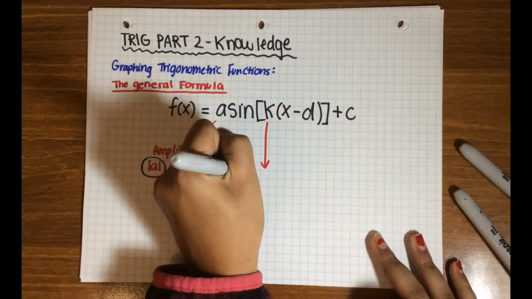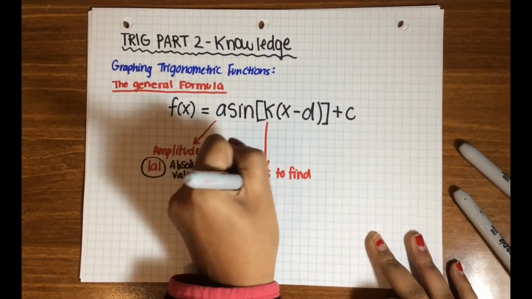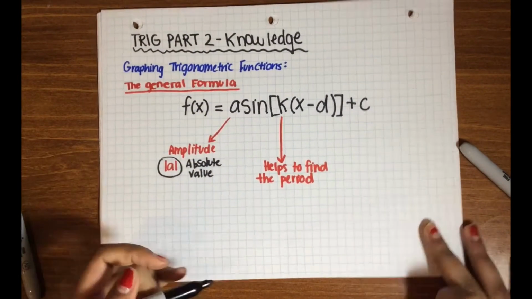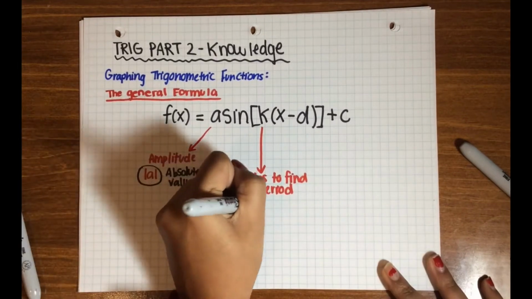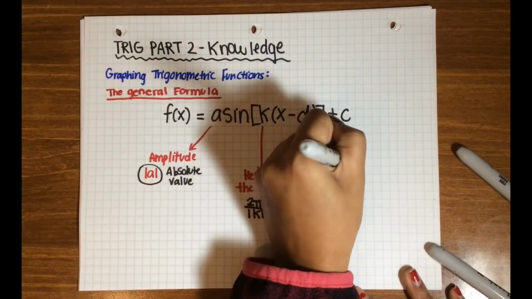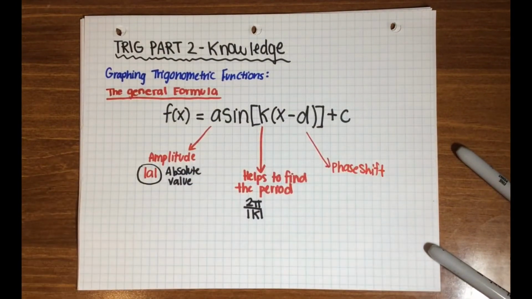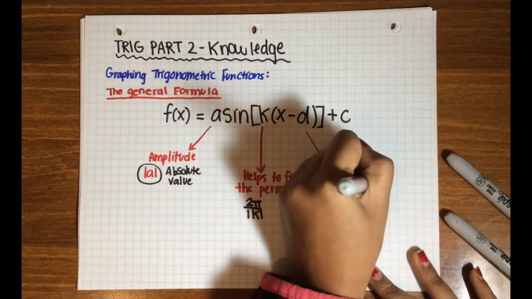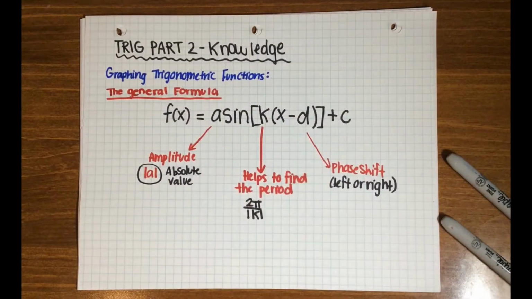Next, we have the k value. The k value helps define the period. If you divide 2 pi by the k value, that then gives you the period. Now we have the d value. The d value indicates a phase shift. The plus or minus sign indicates whether it's to the right or to the left.